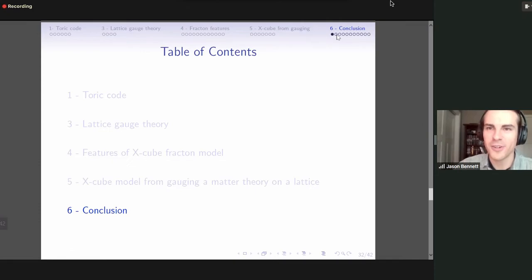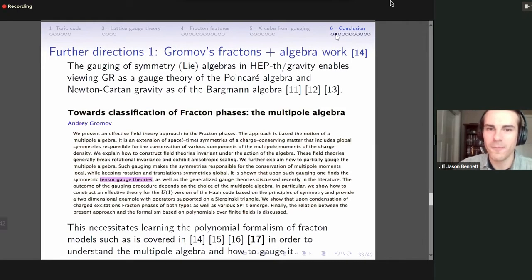So at first I wanted to talk about relating the further directions to things that were done in the past. Andrei Gromov is a past PhD at Stony Brook. He worked under Sasha. He did some really remarkable work, and this is where I got into fractons. This was what I was working on last year.